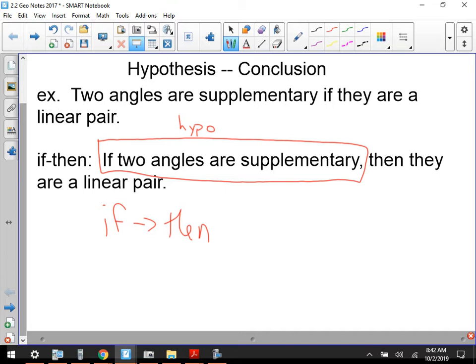So the idea here, ladies and gentlemen, is that we can take a basic statement and turn it into what we call an if-then statement. If-then statements are generally used for definitions. They're used for proof, if you will. And we'll get to how that works, not so much today, but as we go along.